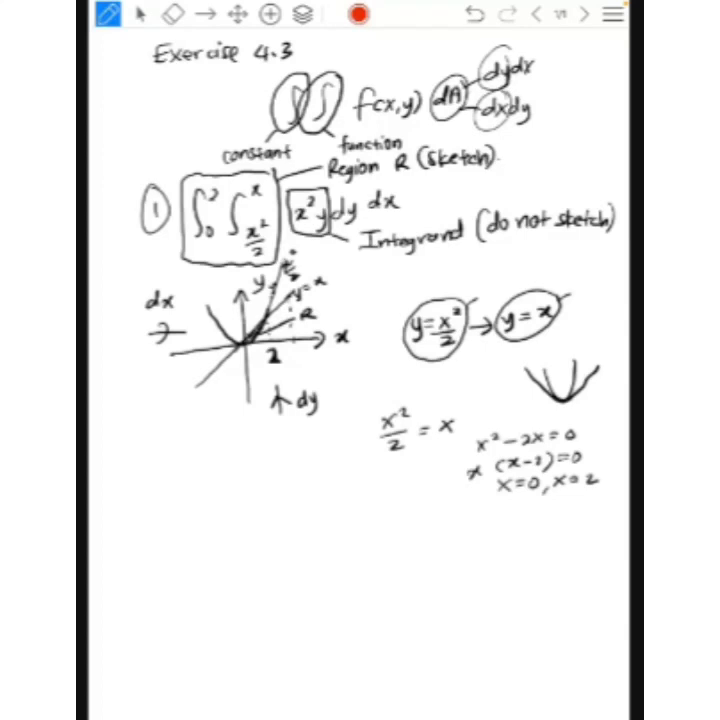For numbers 2, 3, and 4 as well, you are going to do the same. Okay, now let's evaluate this integral.